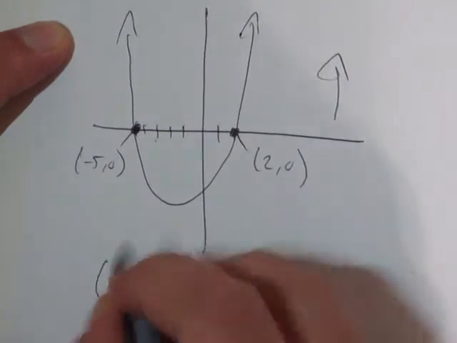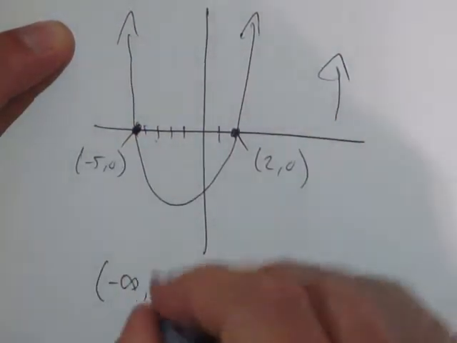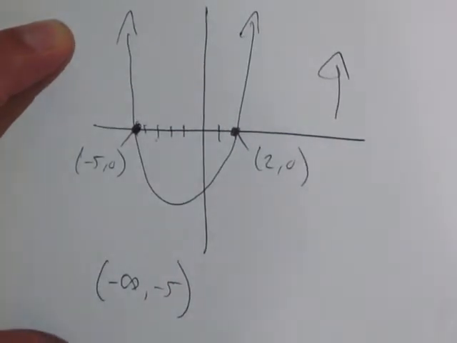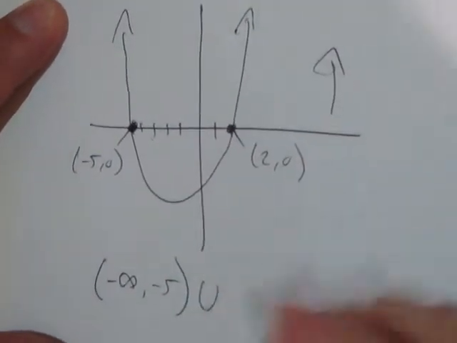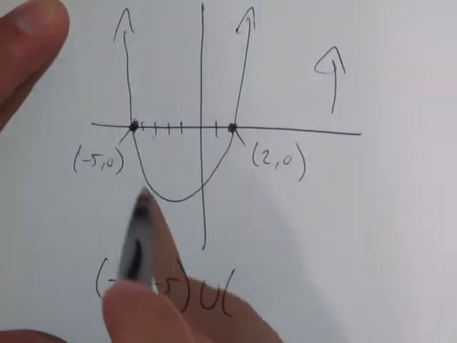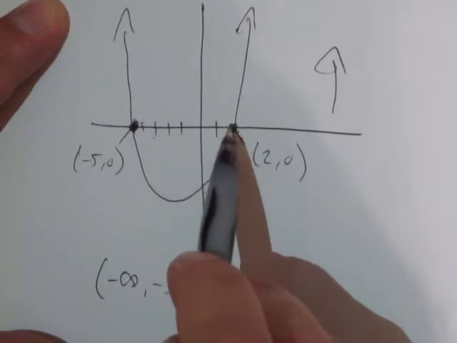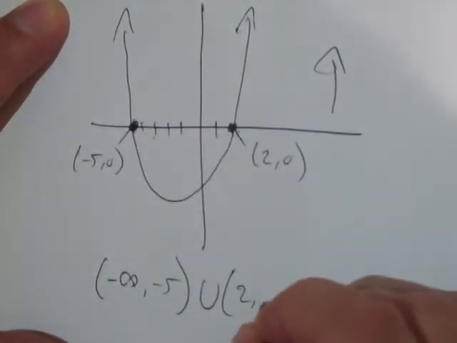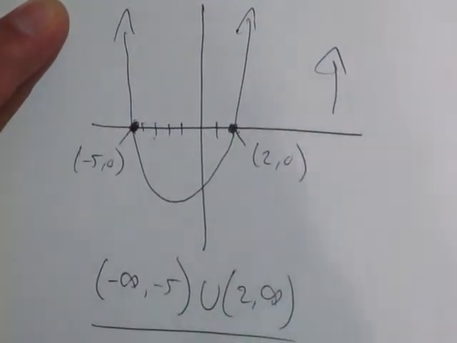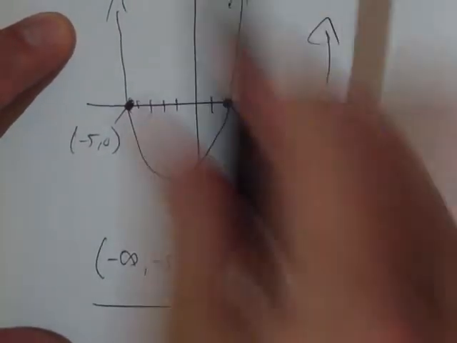Looks like it's from negative infinity all the way to negative 5, not including the negative 5 because it's just greater than. Unioned with, here it's below 0, or less than 0, so we don't count this stuff. But then starting here, picking it up back here, it's above the x-axis, so we go from 2 to positive infinity. And there's our answer: from negative infinity to negative 5, union 2 to infinity.